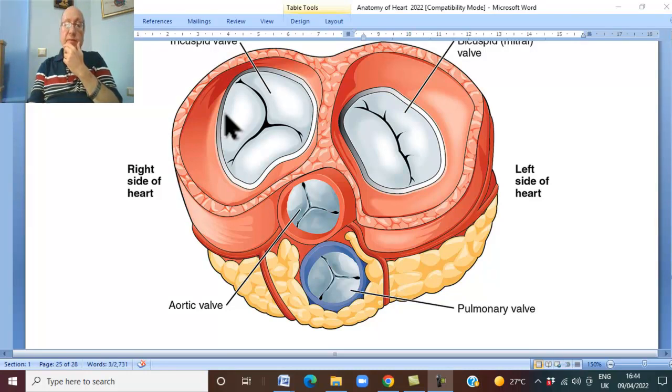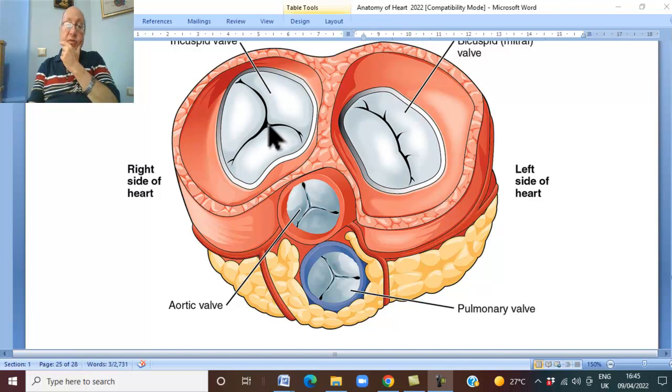Each cusp in the heart, right or left, of any valve, has a base attached to the fibrous ring surrounding the atrioventricular orifice, and it has a free border which gives the attachment to the chordae tendineae of the papillary muscles.